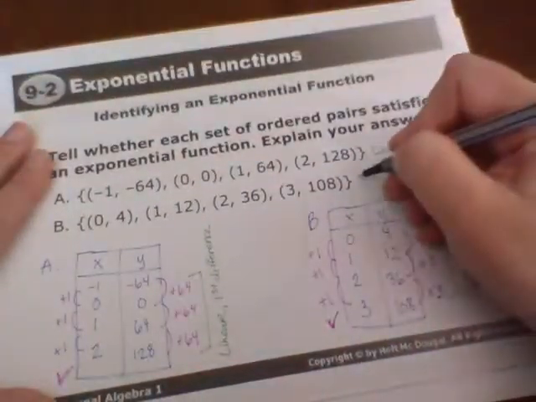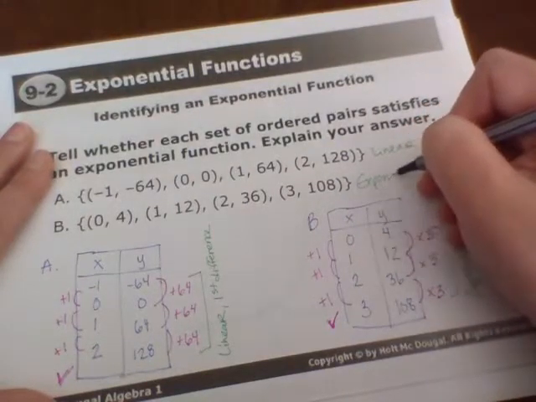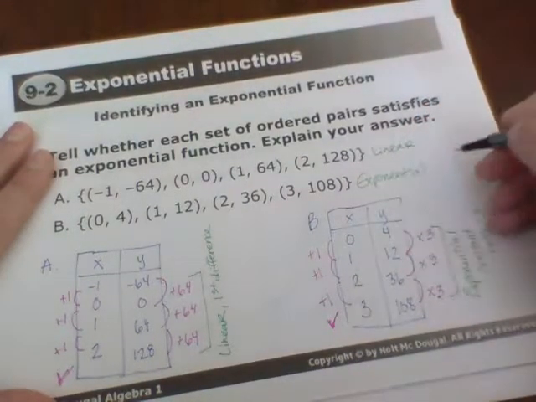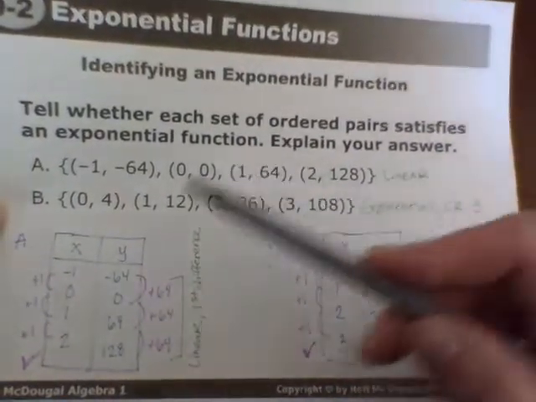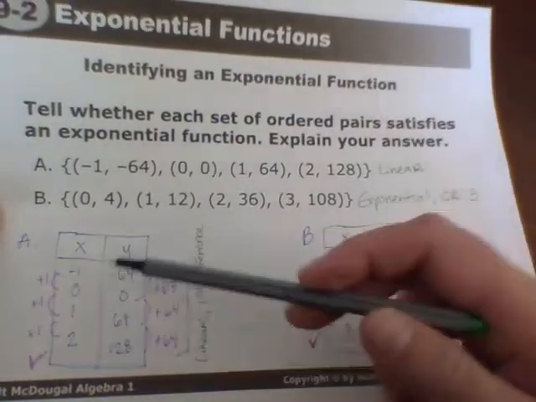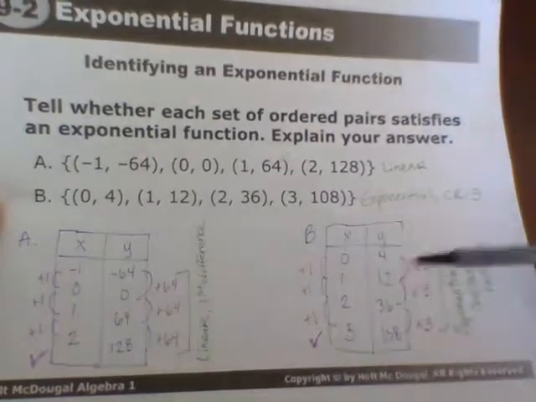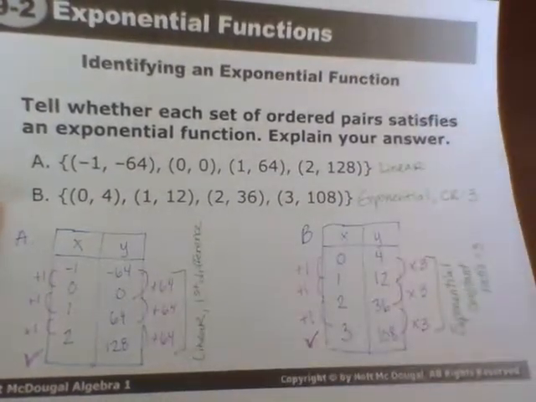So this one is exponential. And we'll just abbreviate constant ratio is 3. All right, so again, identifying an exponential function from a table just means, are the x's going up by the same number each time? Sweet. Are the y's being multiplied?